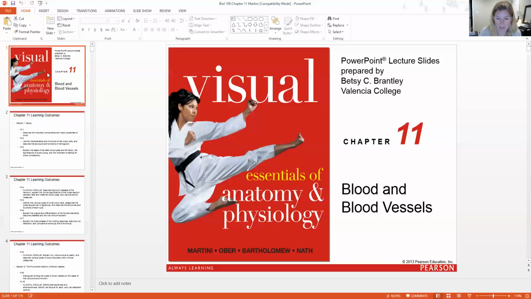Hello, class. We are going to dive into Chapter 11, Blood and Blood Vessels. It's a doozy of a chapter. There's a lot to it. And this week you have two chapters you're responsible for, all dealing with the heart, blood, and blood vessels. So pace yourself and hopefully find this lecture helpful in learning that new material. Let's go here. Pull the PowerPoint up and let's get started.